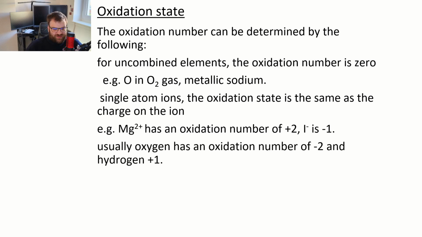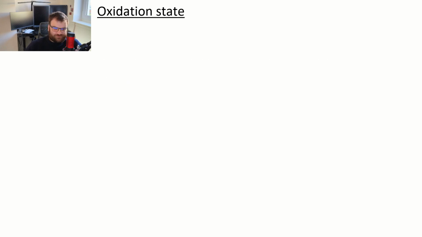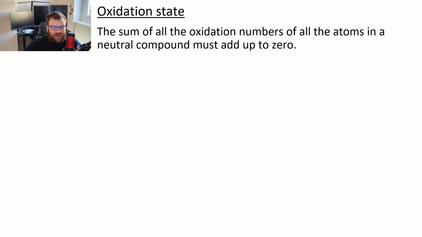Usually oxygen will be -2, hydrogen would be +1. There are exceptions in things like peroxides and metal hydrides where the values are different. Most of the time though, it will be -2 and +1 for each of those. If you have a neutral compound, all of the values must add up to 0. Something like calcium carbonate, where calcium is 2+ and carbonate is 2-. They cancel each other out, and that gives you a neutral compound.